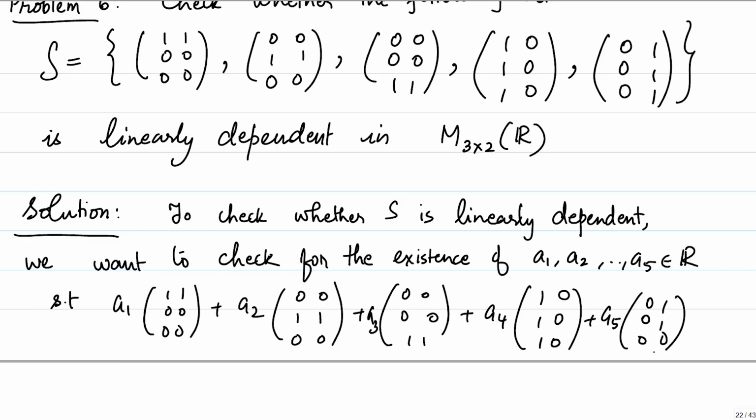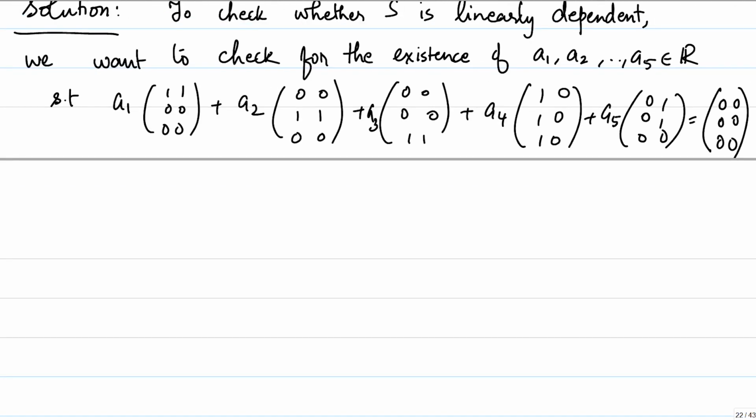What is the 0 vector here? Remember that the vector space that we are talking about is the vector space of all 3 cross 2 matrices over R, and the 0 vector there is the 0 matrix which consists of 0 as its entries. So this is just the 0 vector which is 0, 0, 0, 0, 0, 0. This is precisely what we would like to check, whether there exist A1, A2, A3, A4, A5 such that this linear combination is the 0 vector. If we translate it using the vector addition and the scalar multiplication in M3 cross 2 of R, which is basically component wise in both cases.